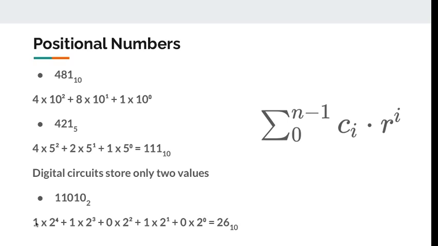So let's say on the first digit we have the digit 1, and the position starts with 0 again: 0, 1, 2, 3, 4. So it's 1 times 2 to the power of 4.